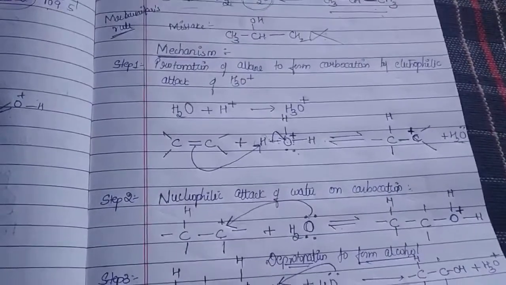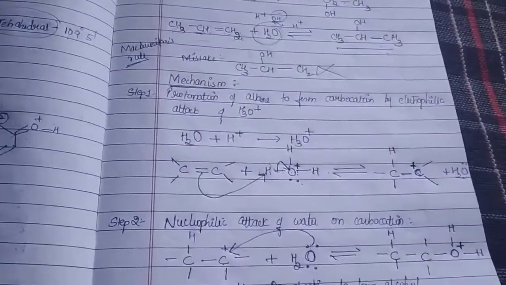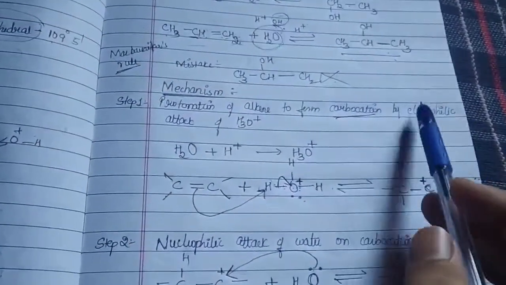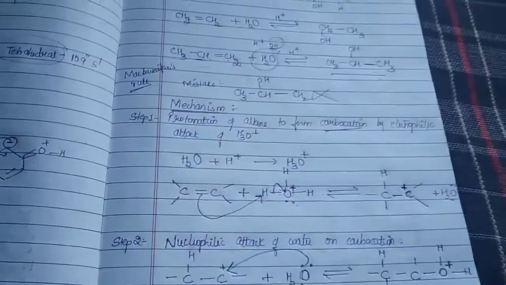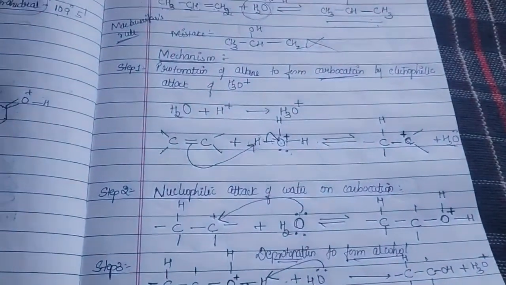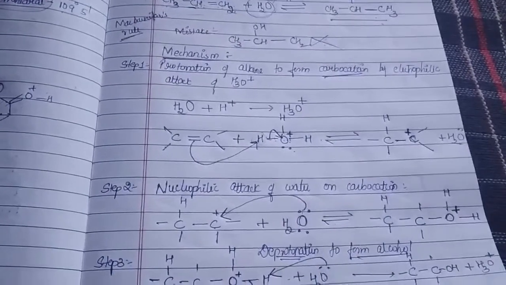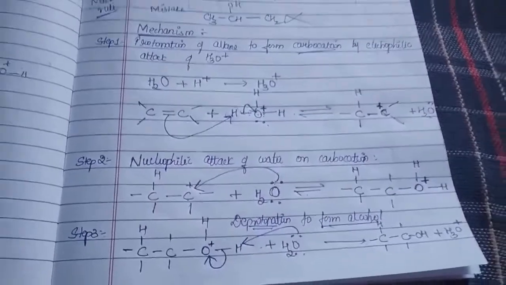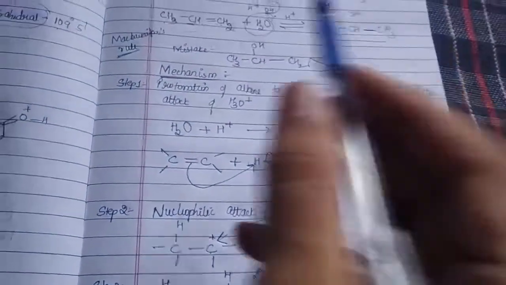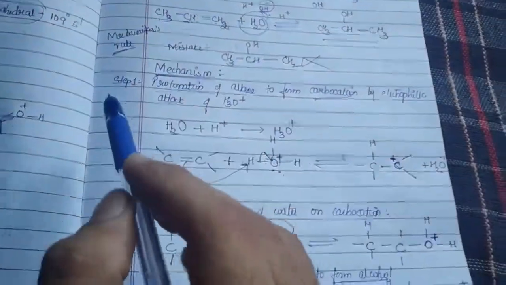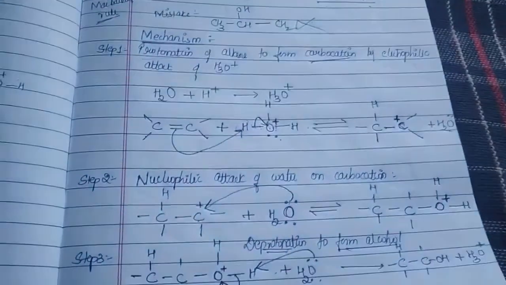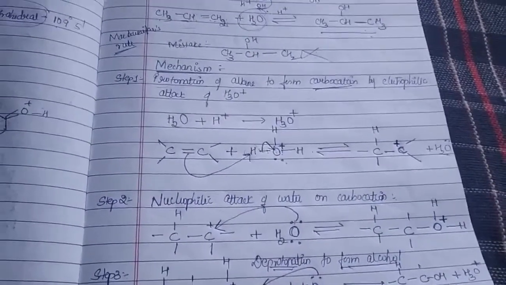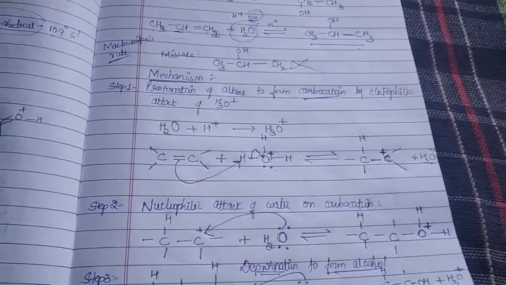So it includes mainly three important steps. First is the protonation of your alkene to form a carbocation, and how this carbocation is formed by the electrophilic attack of our hydronium ion. Then the next step is the nucleophilic attack of the water on the carbocation, so that your oxygen will have the positive charge. Then in step 3, it is deprotonation. Protonation means attack of a proton, deprotonation means removal of a proton, right? So you should understand those terms also. So in our next video, we will see certain other preparations, which are also very important.